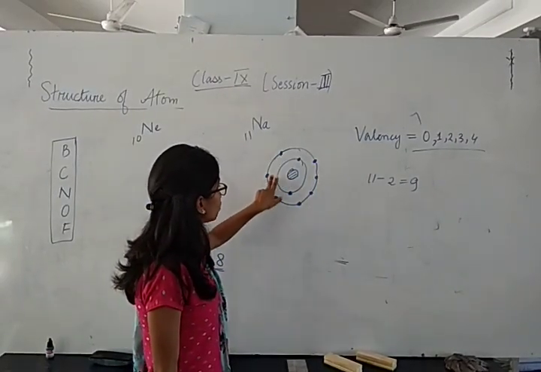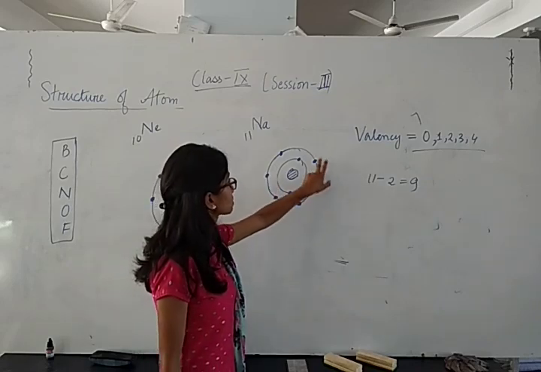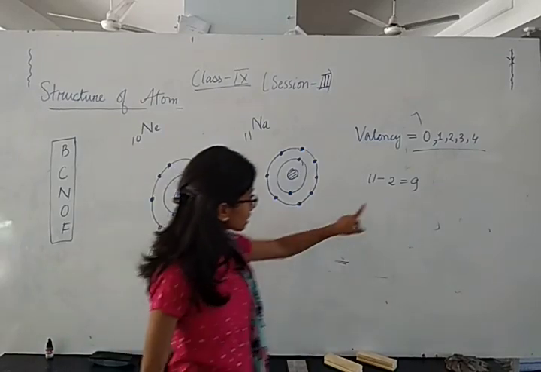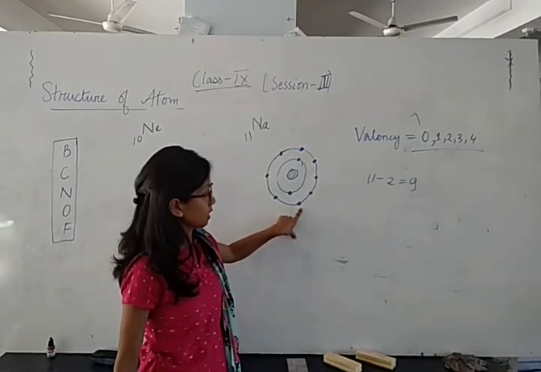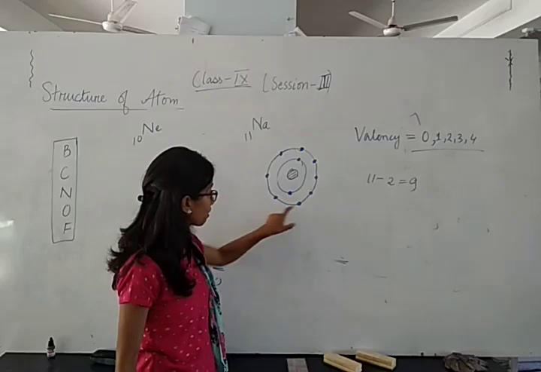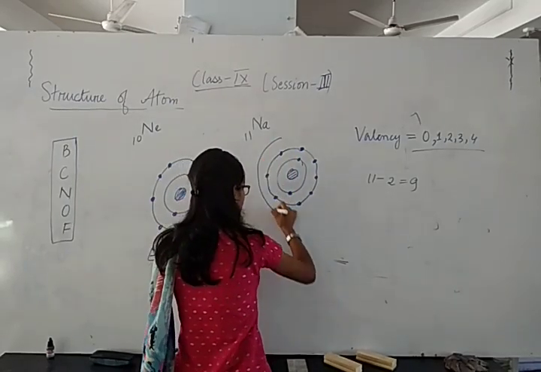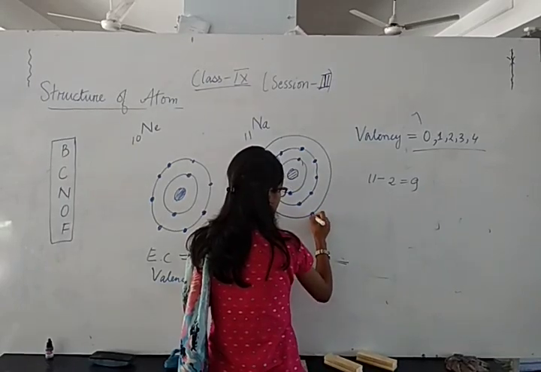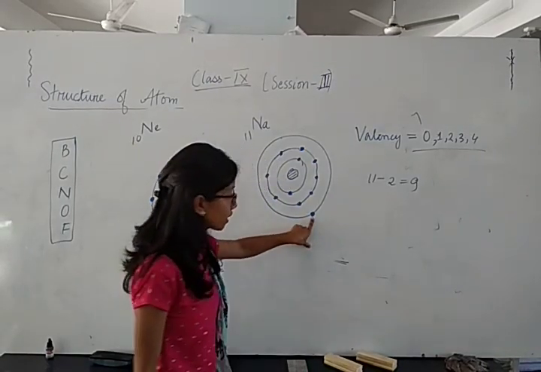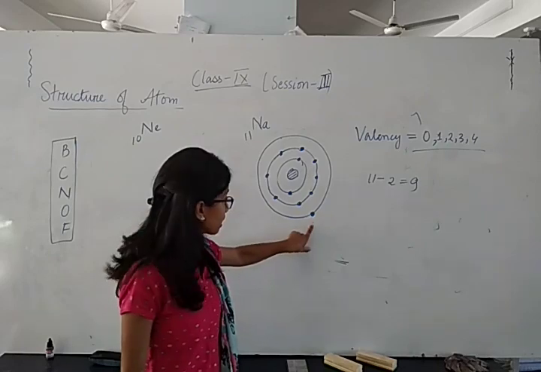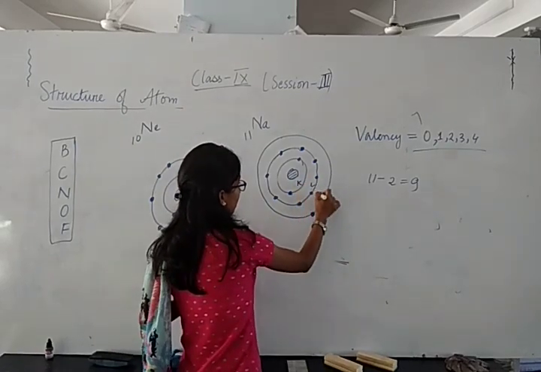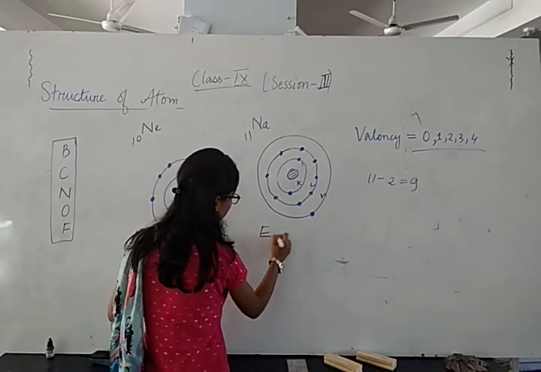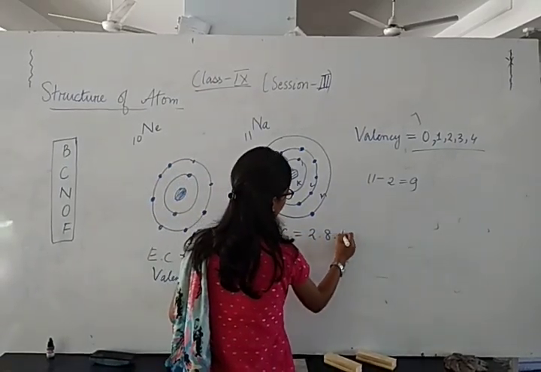So 1 2 3 4 5 6 7 and 8 electrons, you can see, are present in the L cell. Since 2 plus 8 is equal to 10, one more electron will be present in the outermost cell, that is, the last electron, the 11th electron, will be present in the outermost cell. Here it is K, L, M. In the M cell, the number of electrons is equal to 1. Therefore, the electronic configuration will be 2, 8, 1.